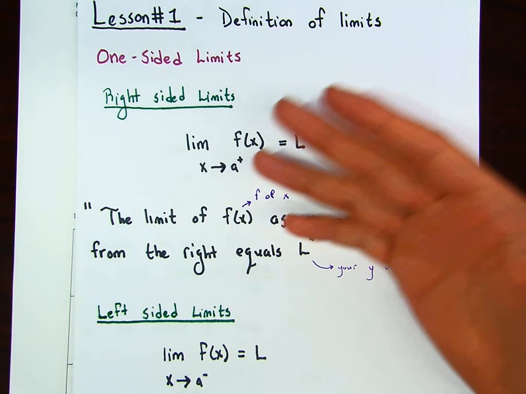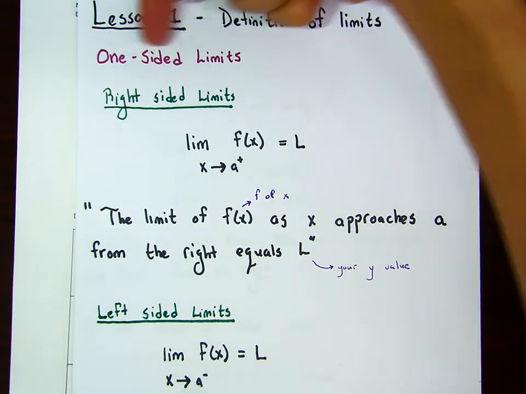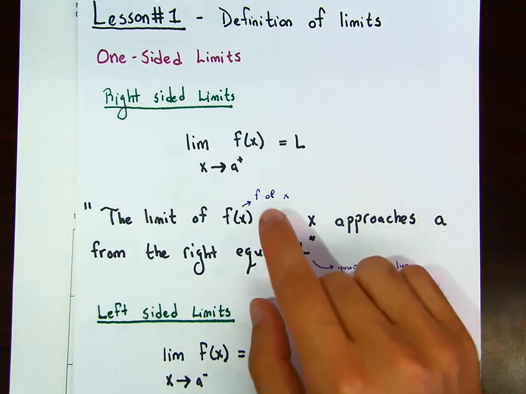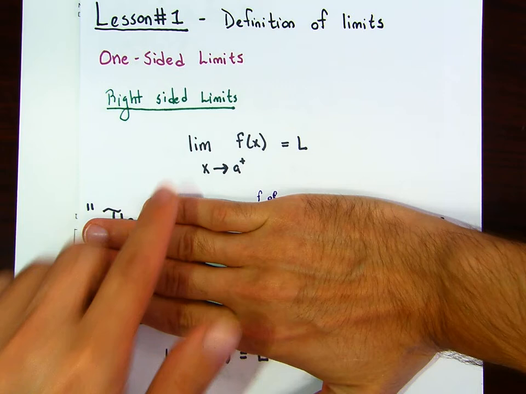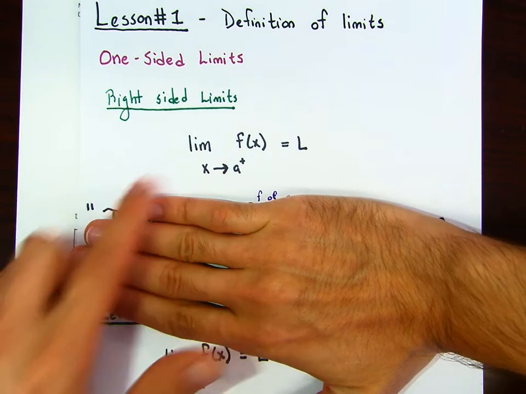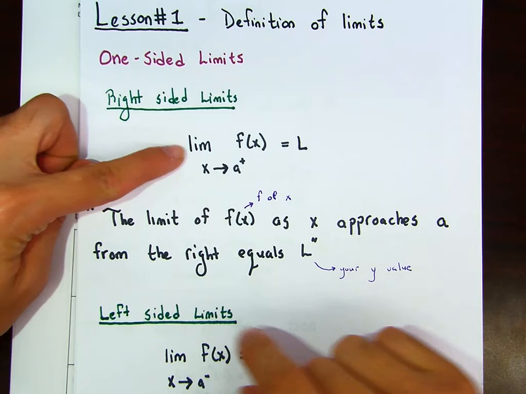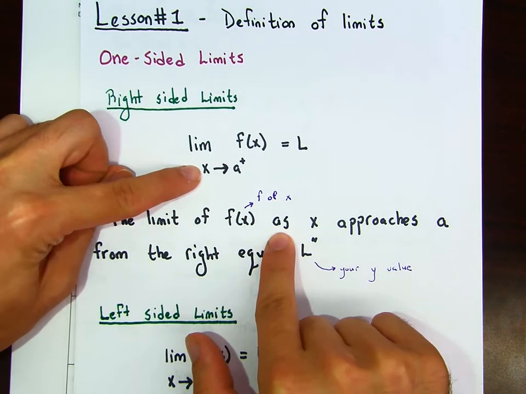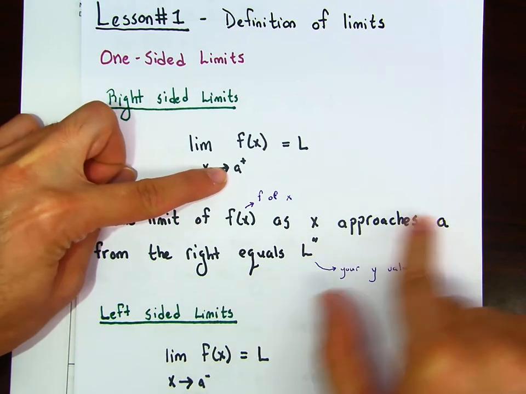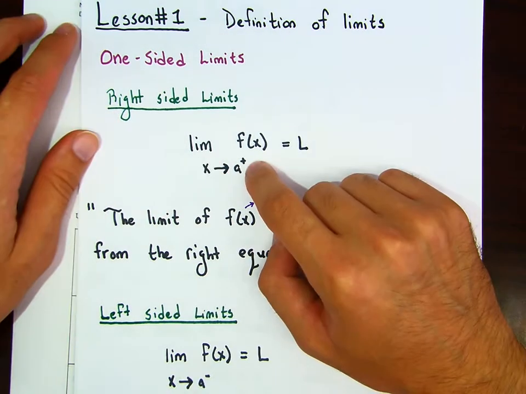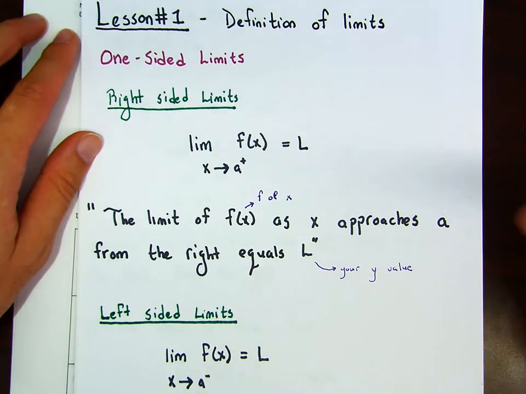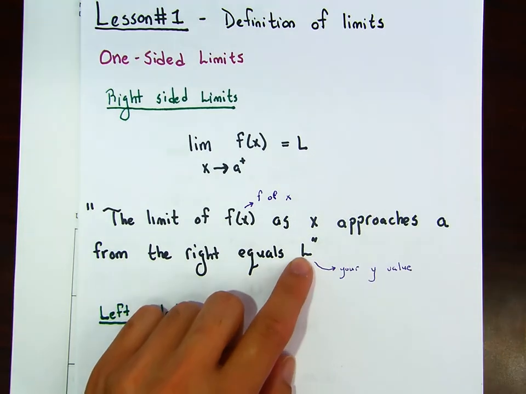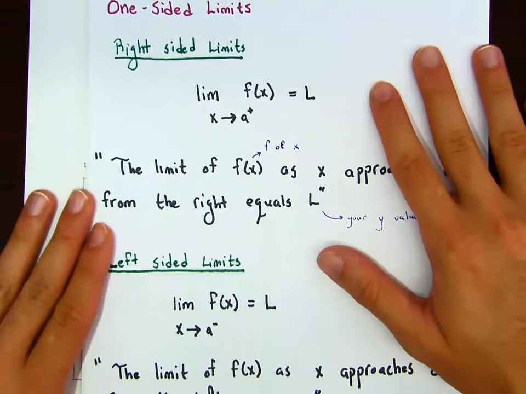Okay, so first what I'd like you to do is just have this in your notes. This is a one-sided limit, and here this is a right-sided limit. And what does that mean? How do you read this notation over here? The way you read it, step by step, we're going to read it together. It's saying the limit of f of x as x approaches a. Now notice how there's this positive symbol here. You're going to say as x approaches a from the right is equal to L. And L is your y value. Okay? And what this means, we'll do some examples.